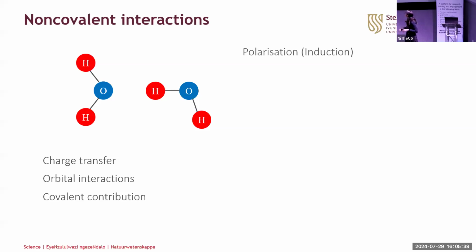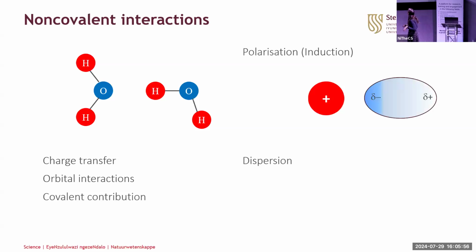There are other factors. These are things that you would probably have learned about at school in science, like polarization. If we have a molecule that has electrons in it, and we bring a positive charge close to that molecule, then the electrons end up being attracted towards the positive charge, and that results in an attraction between the positive charge and the molecule.